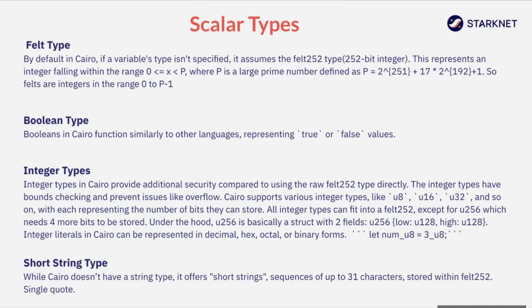And then Cairo supports various integer types, like we have U8. The integer types that it supports are actually unsigned integers, which means that they cannot hold a negative value. So we have various types such as U8, U16, U32, up to U256.